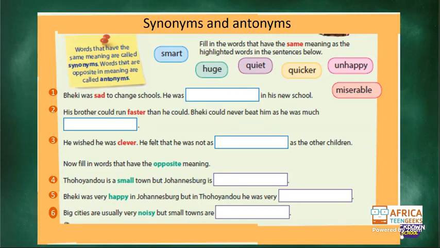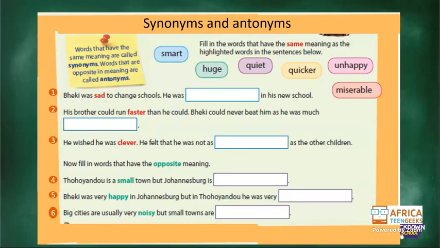Number 3: He wished he was clever. He felt that he was not as smart as the other children. Very good. Now we're going to do the opposites. Number 4: Tohoyandu is a small town, but Johannesburg is big.